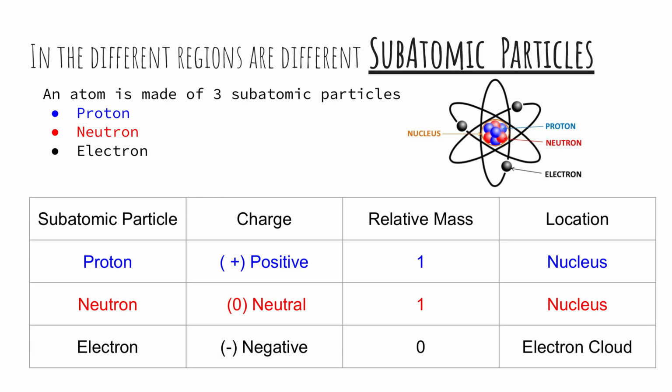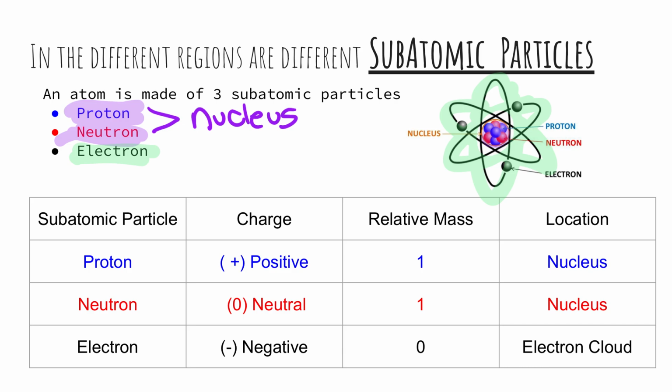So an atom is made up of 3 subatomic particles. You probably remember this from 8th grade science. A proton, a neutron, and an electron. The protons and neutrons, and let me change my color, the protons and neutrons are located in the nucleus. So we've got the nucleus. The electrons are located in the electron cloud over there, but not in here.